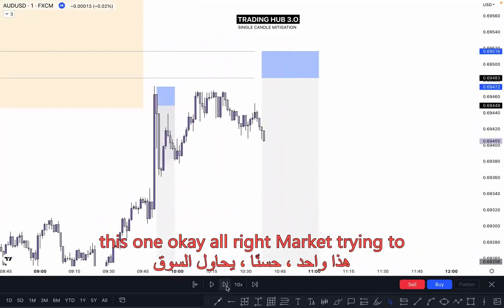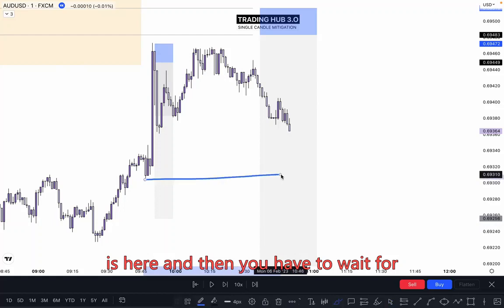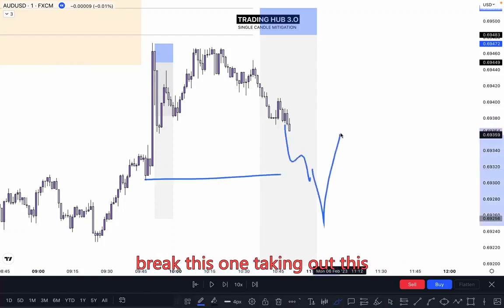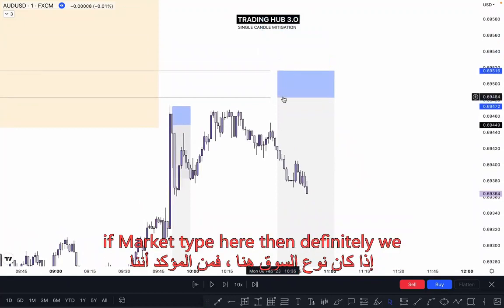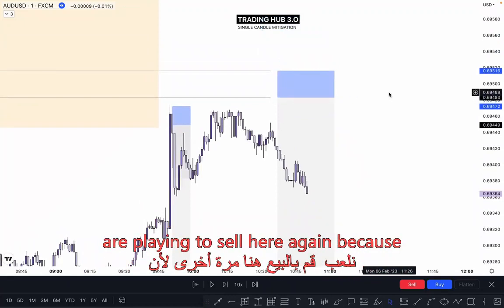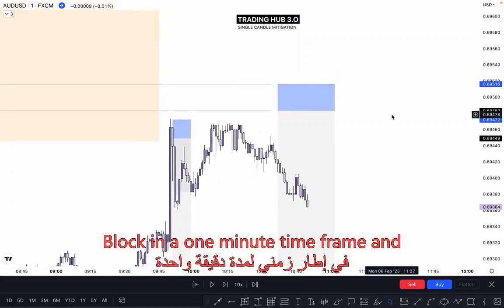Okay, all right, market is trying to push downside. If market breaks this low here, then you have to wait for it to break this one, taking out this inducement, then you can sell, correct? But if market taps here, then definitely we are willing to sell here again because we have multiple order blocks in a 1 minute time frame.